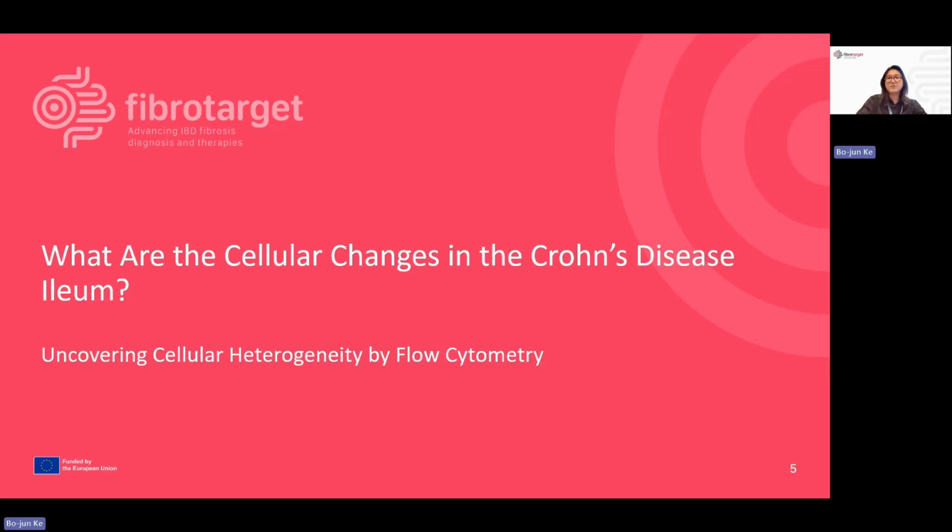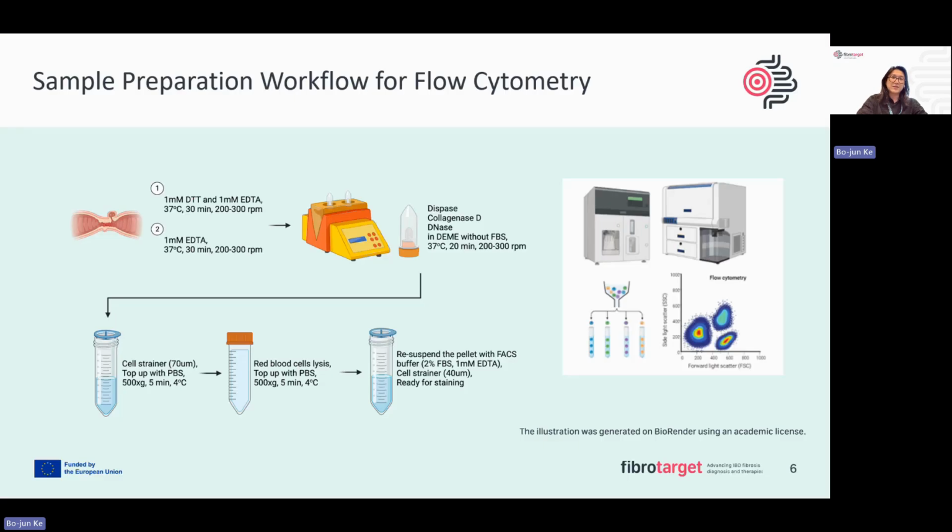So the next question will be, what are the cellular changes in the Crohn's disease ileum? To answer this question, we will use flow cytometry. To do flow cytometry, we need to get a single cell suspension. How do we achieve this? First, we will use DTT and EDTA to break down the mucus and also release as many epithelial cells as possible. And then further, we will use an enzyme to break down the collagen bonds and to obtain the single cell suspension.